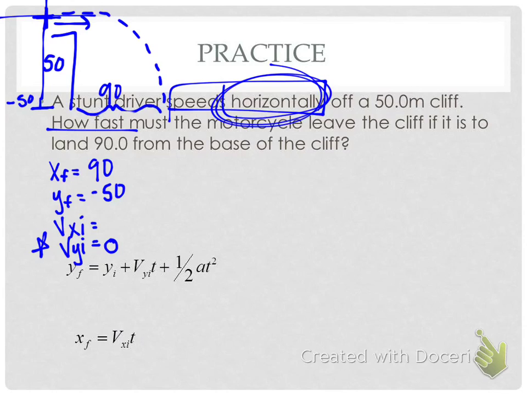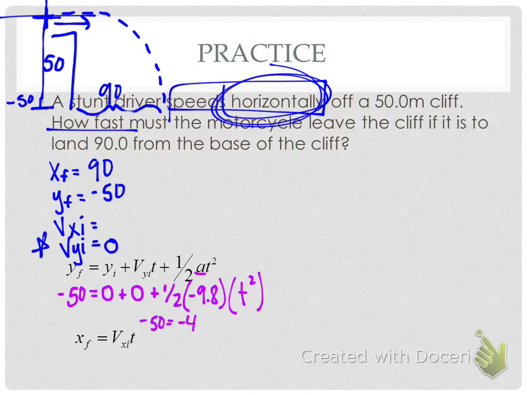Okay, so let's go ahead and start plugging in here. Y final we know is negative 50. Y initial we know is 0. Vyi we know is 0. 1/2, what's A in the vertical direction? Negative 9.8. And then we have t squared. That'll leave you negative 50 equals negative 4.9 t squared. Okay, divide negative 4.9 over. You get a negative time, that means something went wrong. No, no time travels. Probably a calculator error.